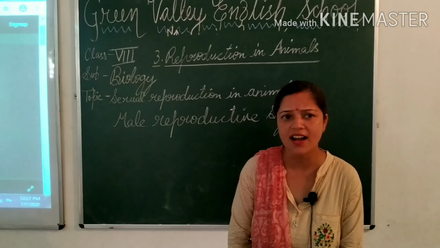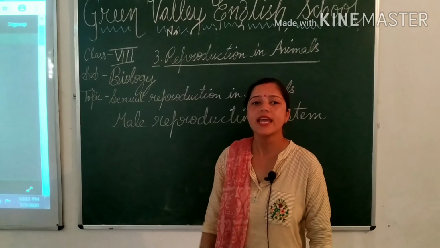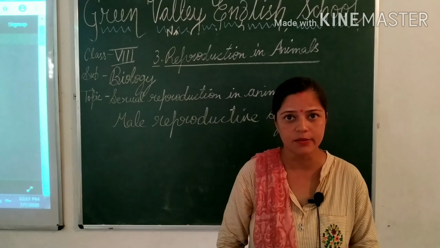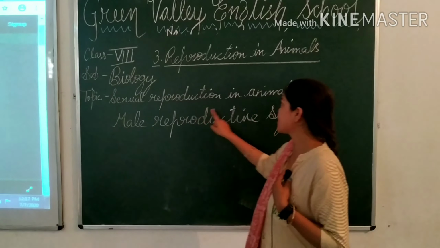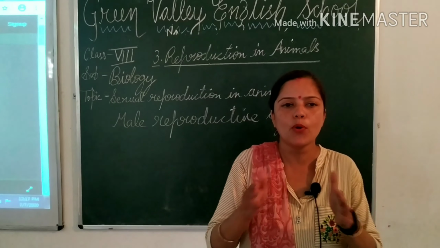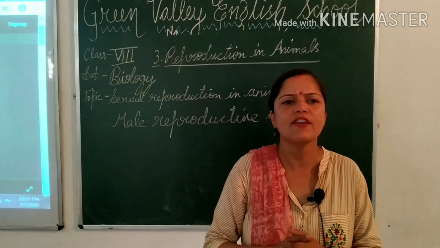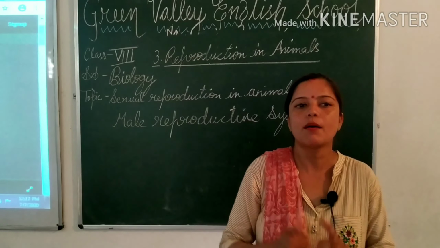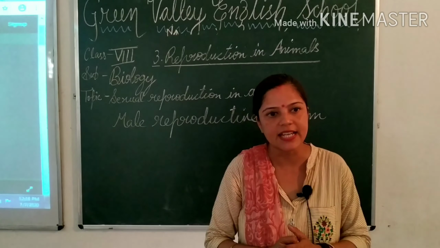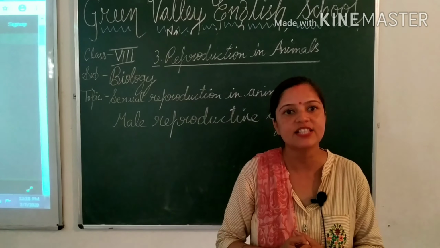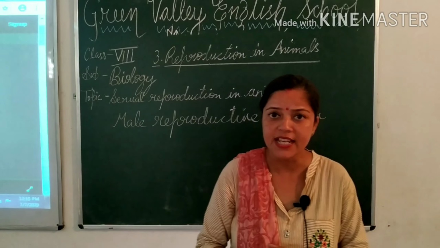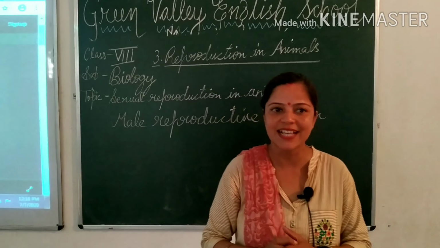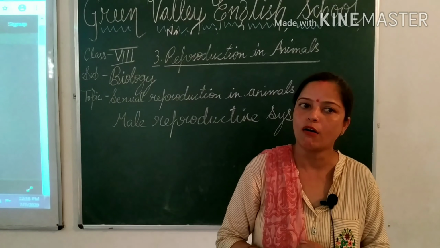In our last class, we studied about asexual reproduction in animals, and today we'll study about sexual reproduction in animals. In sexual reproduction, both the sexes, male and female, are involved. The male organism produces the male reproductive cells called sperms. The female organism produces the female reproductive cells called ova or eggs.